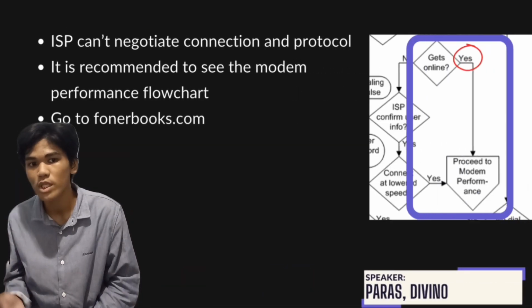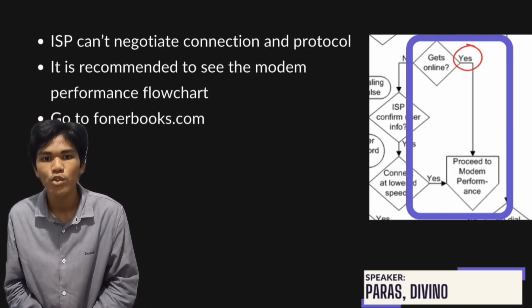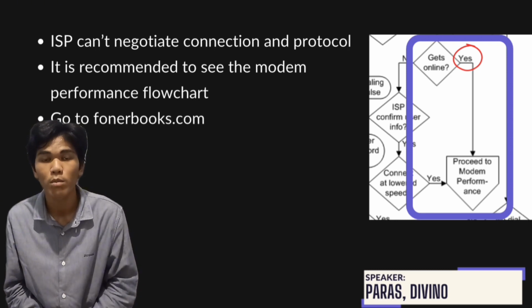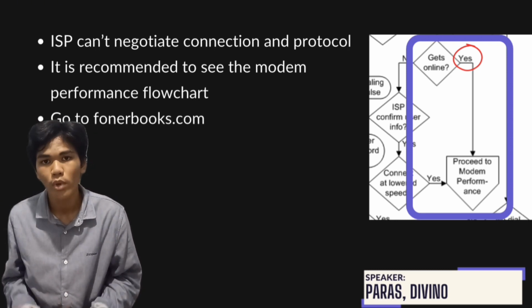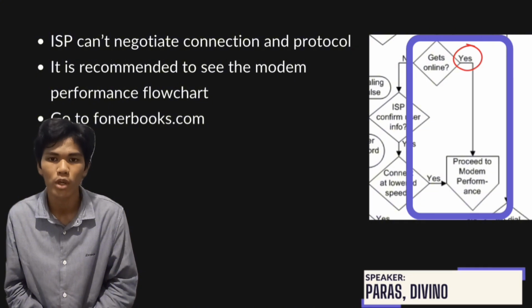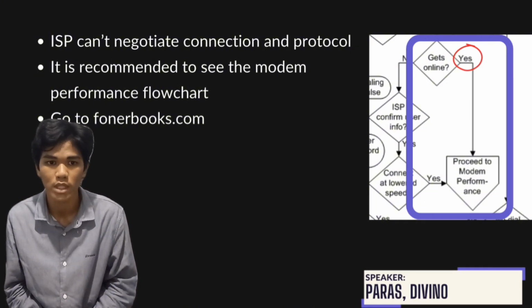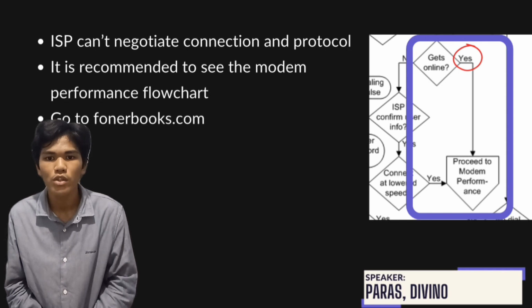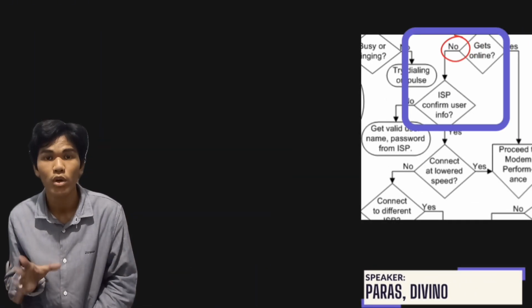If yes, there could be some random issues, but just try dialing multiple times to make sure that you are not encountering an overloaded modem pool. It is also recommended to see the modem performance chart if you are connected at lowered speeds. So, what is this modem performance chart? This chart is the one we should follow if we want to set the maximum amount of data the ISP can transfer to be lower or higher.